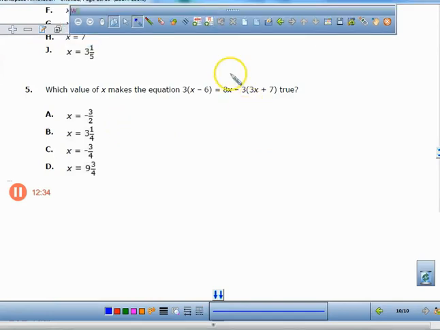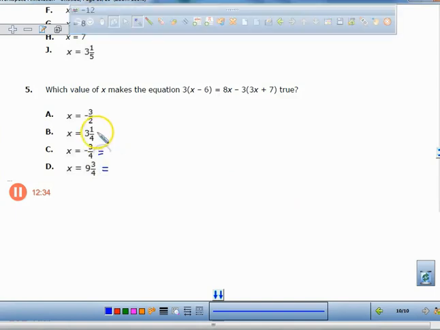What's negative 3 over 2 as a decimal? Come on, it's negative 1.5. Write it down. Next one's 3.25, next one's negative 0.75, and the last one is 9.75. That's right.